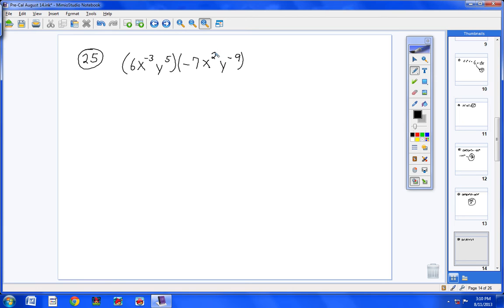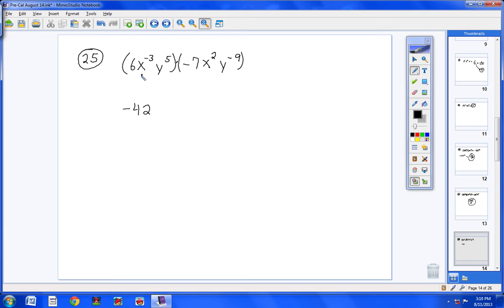Okay, same type of problem again, which I love. This is great. We're practicing. No different than sports that you play or any other things that you're into, musical instruments, whatever. Practice is how you get better. So we're multiplying these two groups together. We have a coefficient of 6 and a coefficient of negative 7. Let's go ahead and multiply those together, and you will get a negative 42.